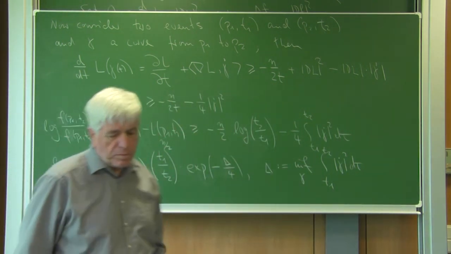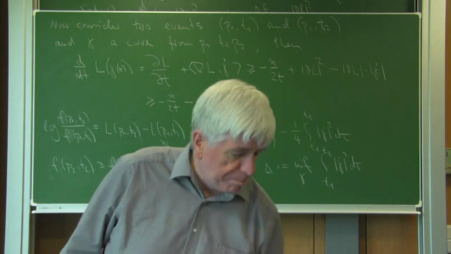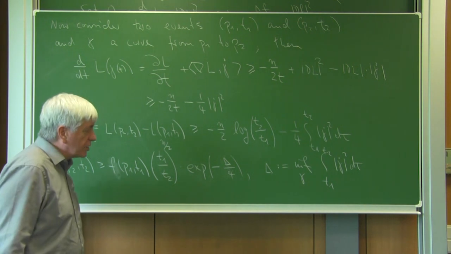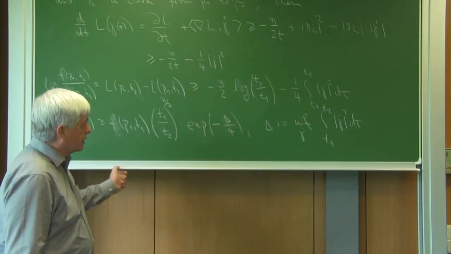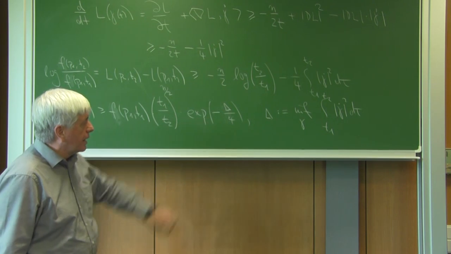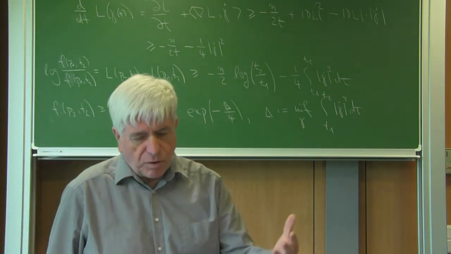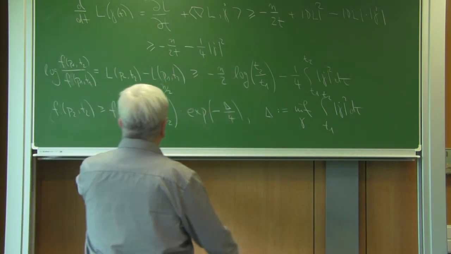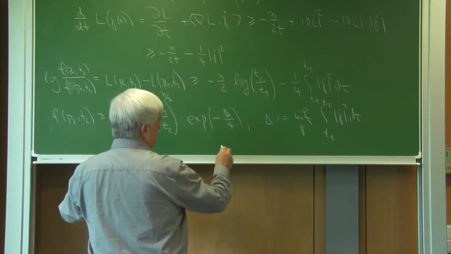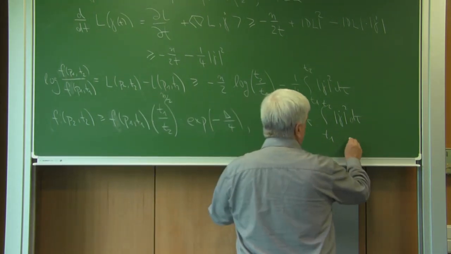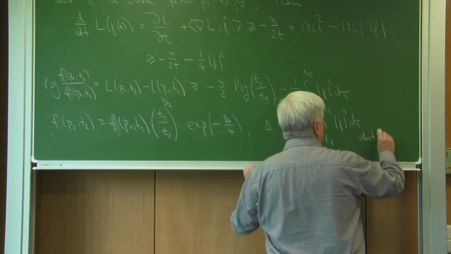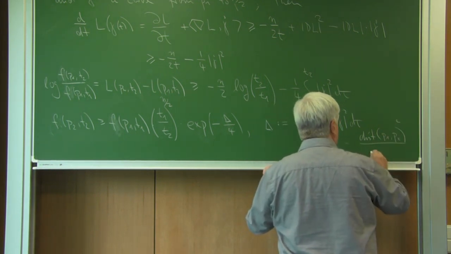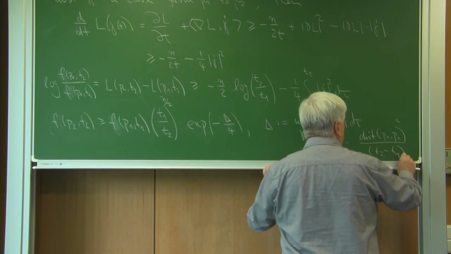And this infimum, of course, is what you can do by taking the geodesic, and then this becomes just e to the minus 1/4 times distance squared divided by remaining time. So this term here will become the distance from P1 to P2 squared divided by T2 minus T1.